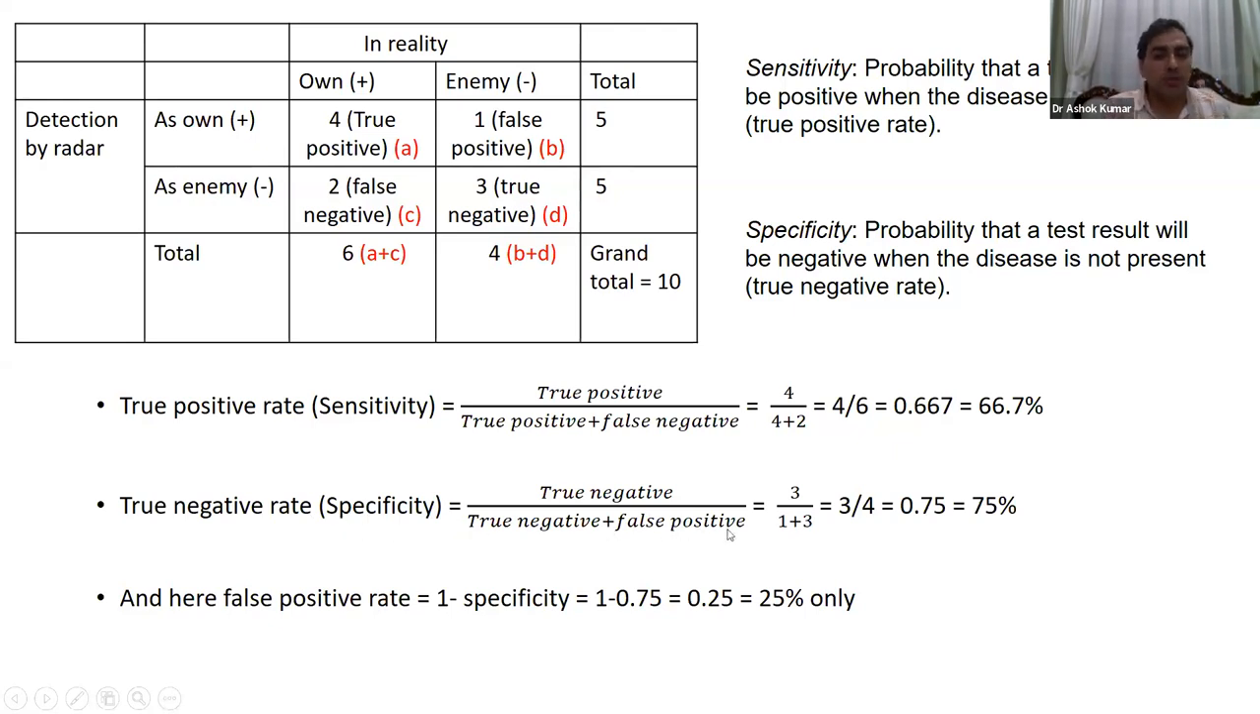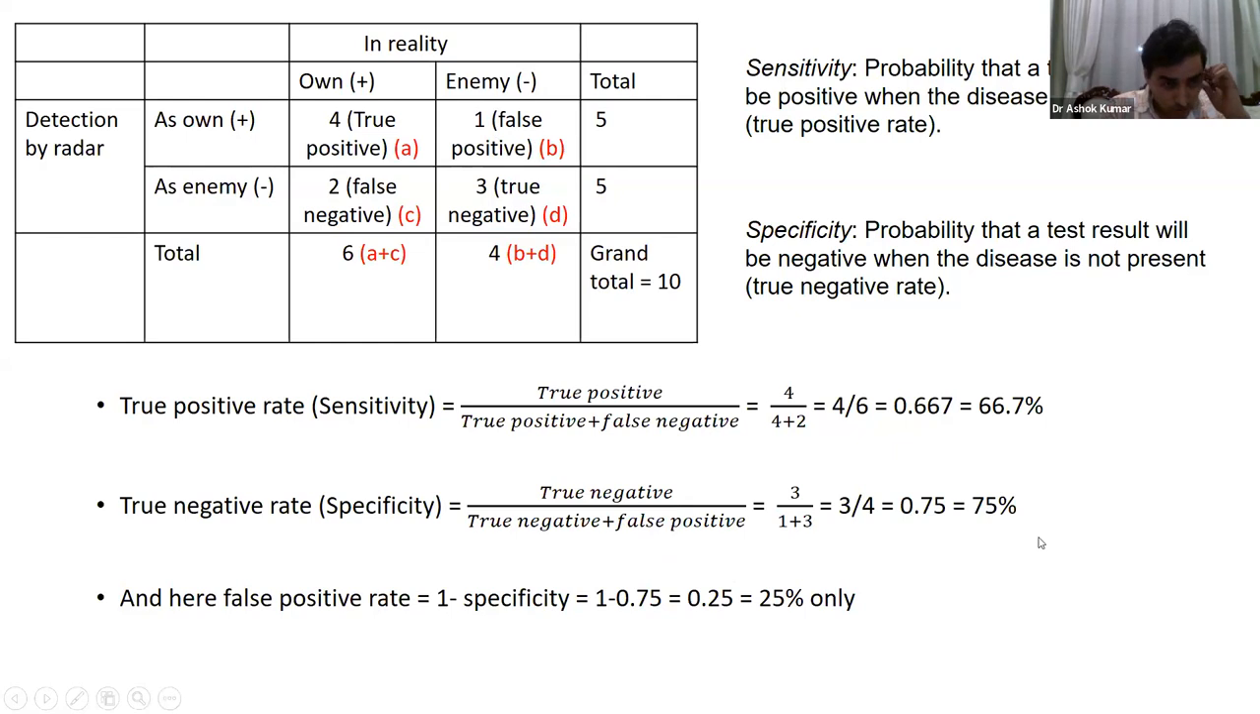So true negative, you can see in this table, is 3. True negative is 3, and true negative plus false positive. And what about false positive? False positive is only given as 1. You can see in cell B, 1. So it is 3 by 4, it comes to 0.75, that is 75%.